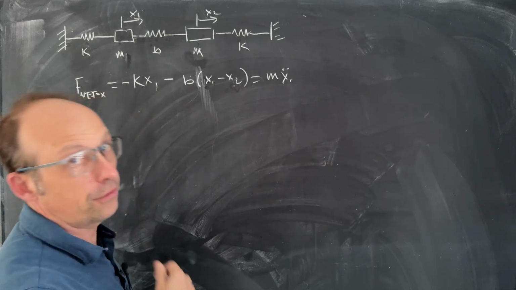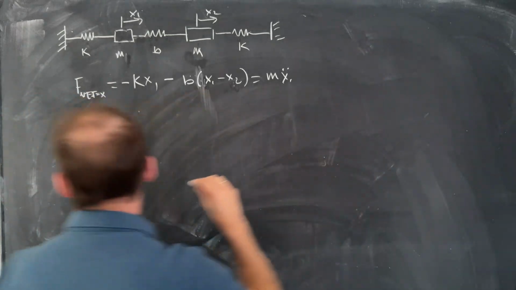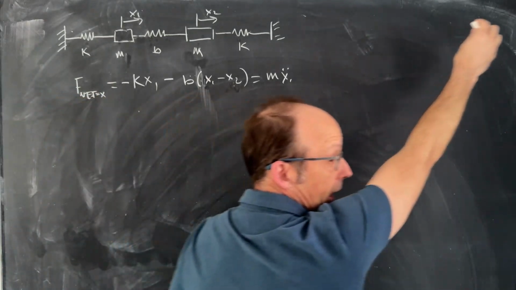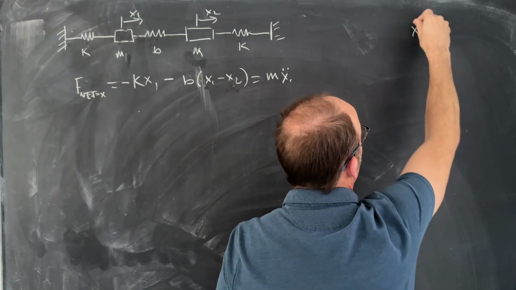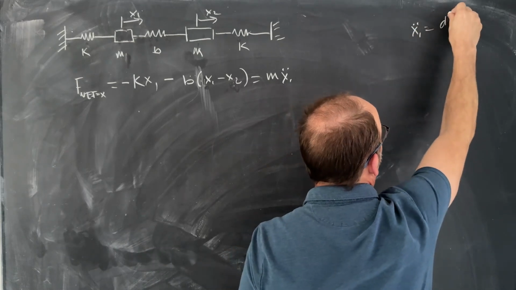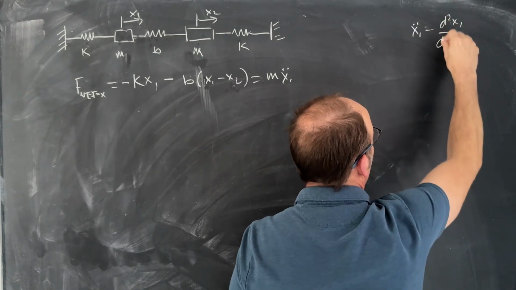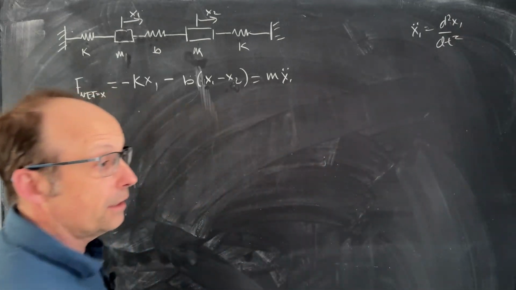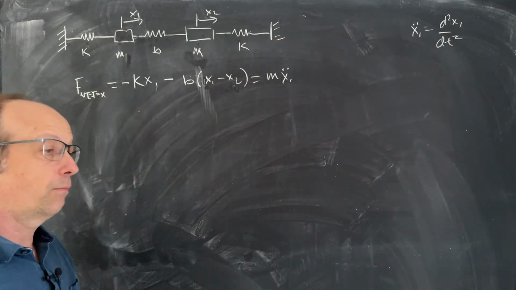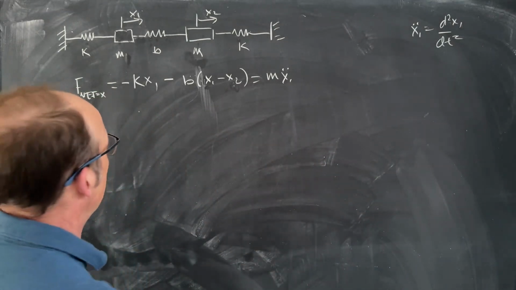Just a reminder, this is classical mechanics, so I shouldn't have to say this. x1 double dot is the second derivative of x1 with respect to time. Dots are derivatives with respect to time because it looks cool. We like to make things look cool.